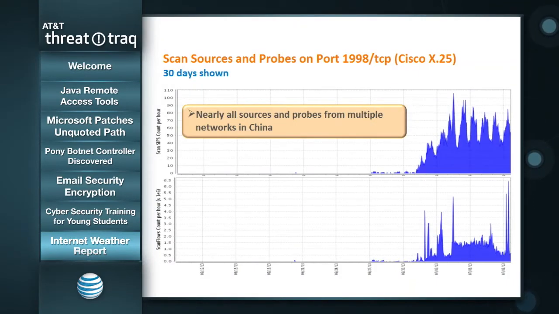So with that, let's take a look at the internet weather for the last week or so. The first item that I'd like to share with you is both an increase in scan sources, as well as probes on port 1998 TCP. I had to look this one up, and it's actually associated with Cisco X25. I can't imagine who is using X25 protocol anymore. A lot of the folks listening here probably aren't even familiar with that, but that's a precursor of basically packet exchanges, a precursor to the internet, where each link was kind of like a TCP connection in itself.